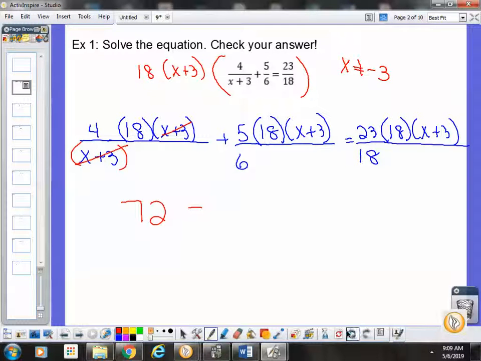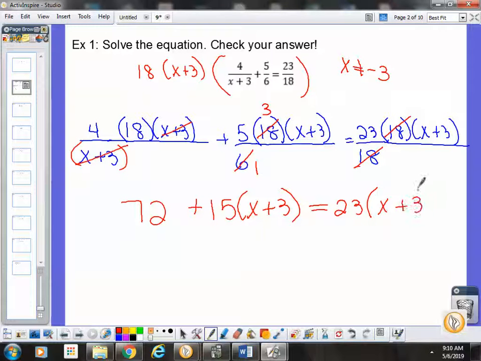Plus, not equals, plus sign. In the second term, 18 and 6 can simplify, can't we? 18 and 6 are both divisible by 6. So 3 times 5 is 15. Still have the x plus 3. Equals, the 18s will cancel out. So we have 23 times (x plus 3). Our job then would be to solve this equation. We could solve something like this.